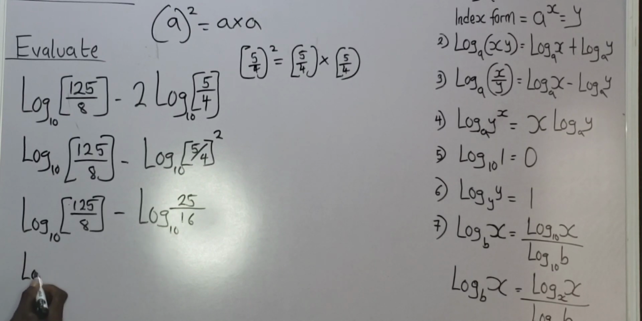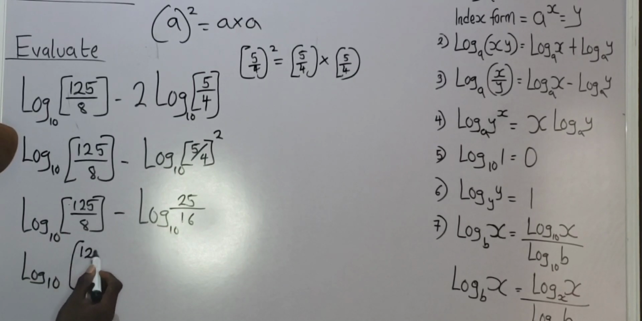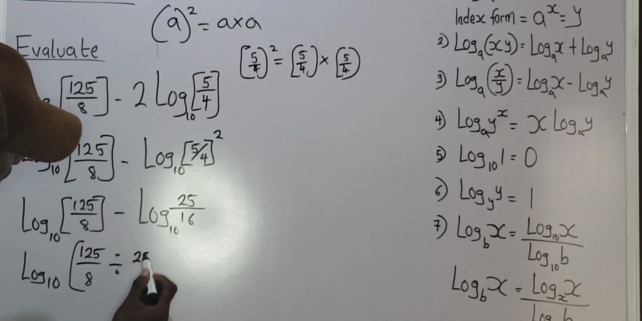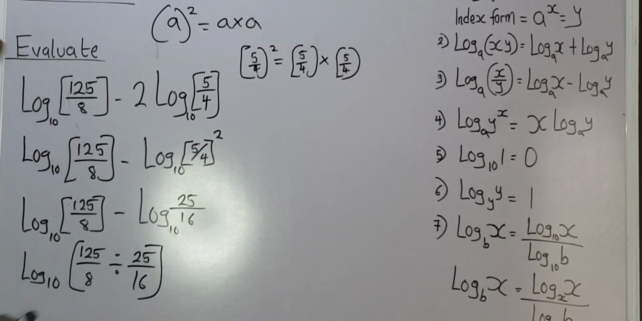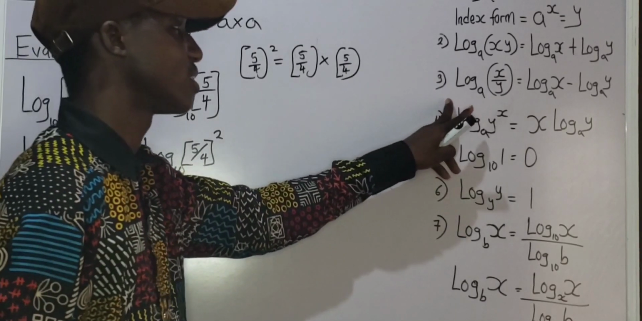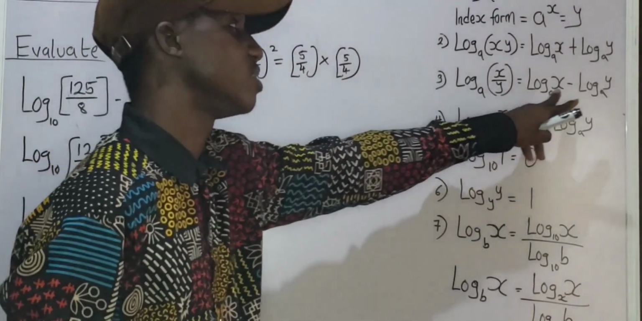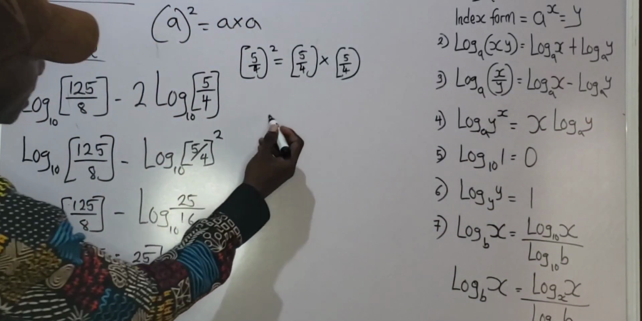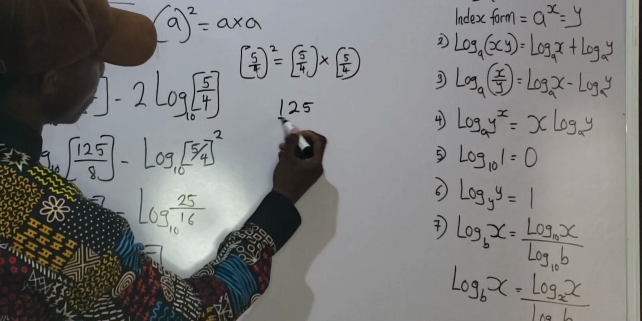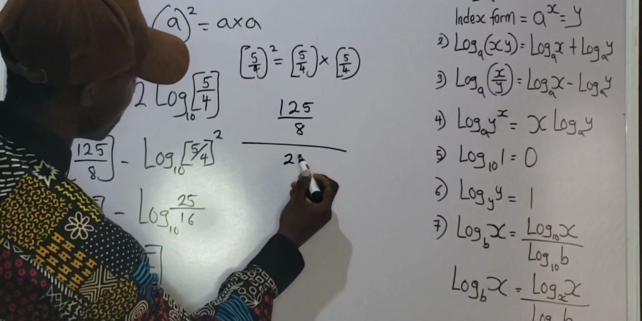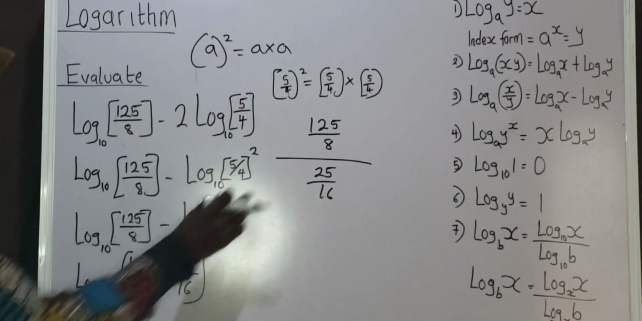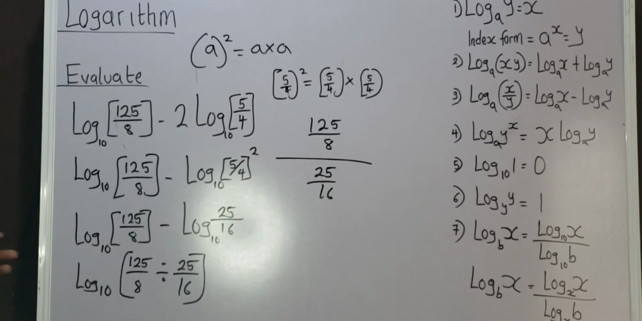So for this, I'm going to have log base 10. Now, let's apply that law: 125 over 8 divided by 25 over 16. Do you understand how I got this? According to the law, the difference of the log is the log of the quotient. So I have 125 over 8 divided by 25 over 16. It's just like writing 125 over 8 all over 25 over 16, but I don't want to express it like this. Instead, I prefer to put it like this. You understand?